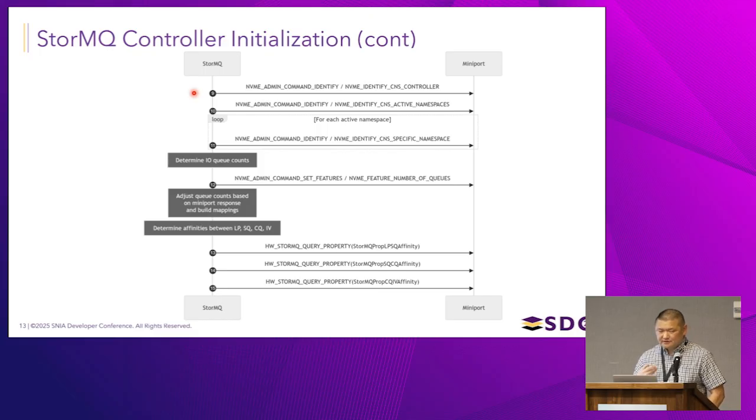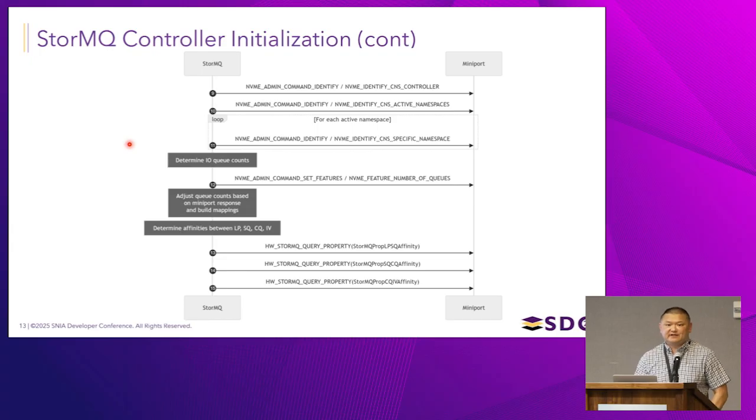Among the things that will be done are to get information about the controller through the identify controller command. We will also discover what the active namespaces are that are available on that controller. That is, again, through the identify commands for looking for active namespaces, and also the identify CNS specific namespace command.